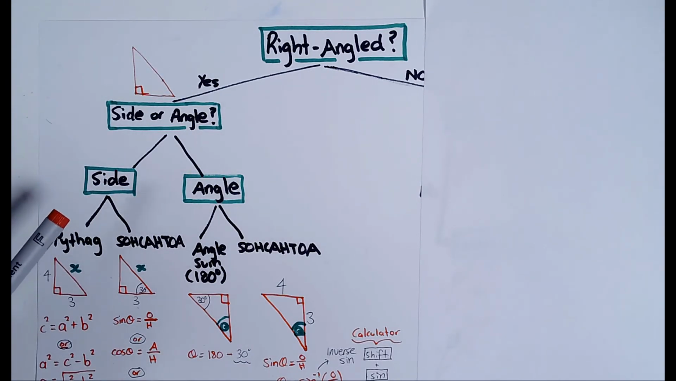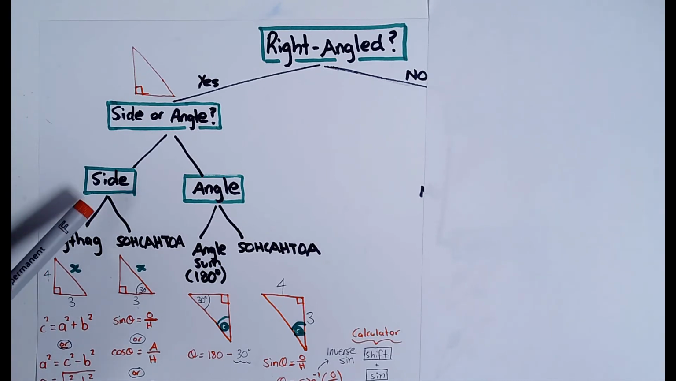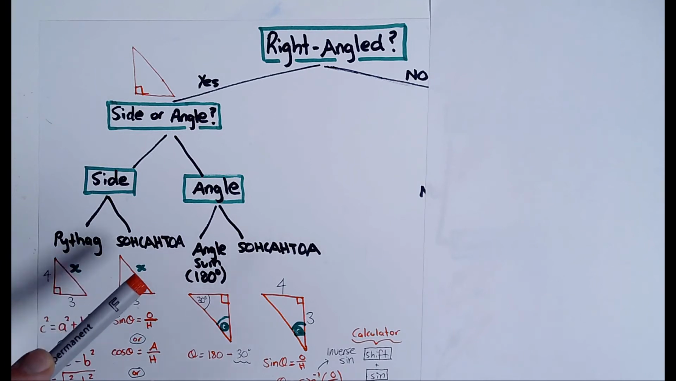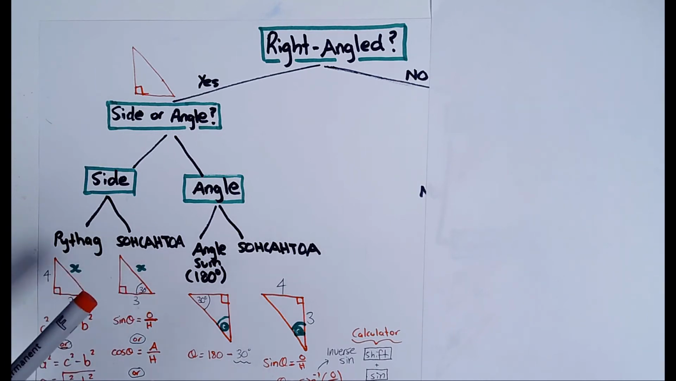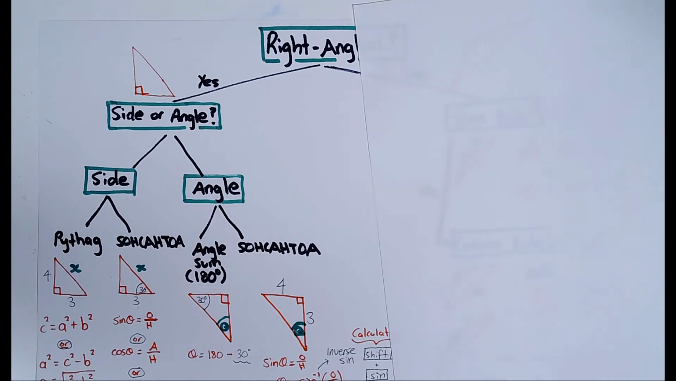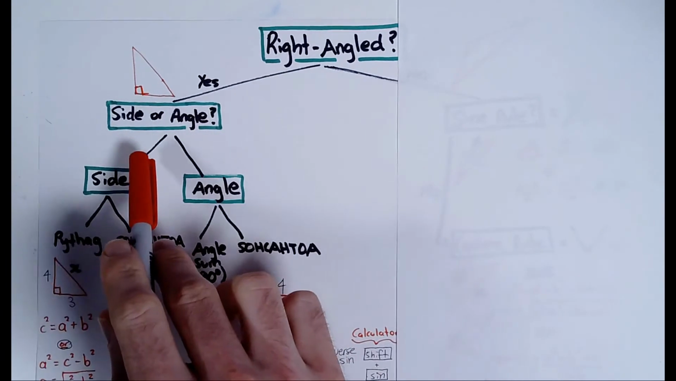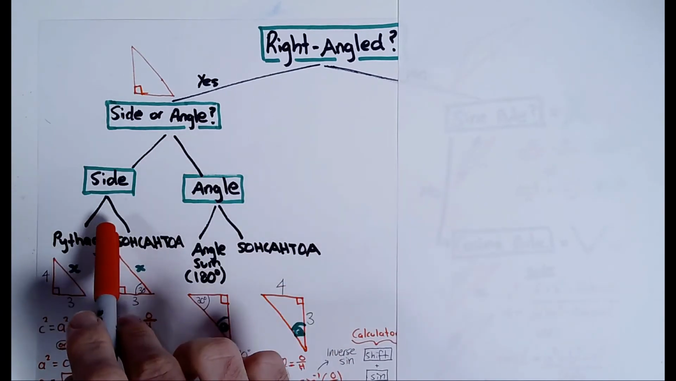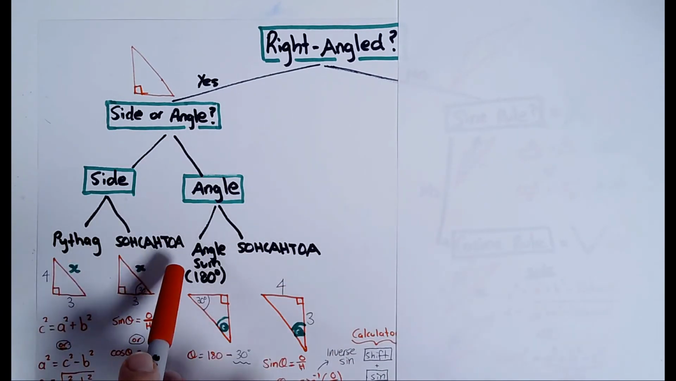We then consider whether we want to use Pythagoras' theorem, what I call Pythag for short, or this acronym here, SOHCAHTOA, which is where you use sine, cos, or tan, and you create an equation to help solve for that missing side. So, again, the situation so far is we have a right-angled triangle, yes, we're finding a missing side, not an angle, and so we have two options.